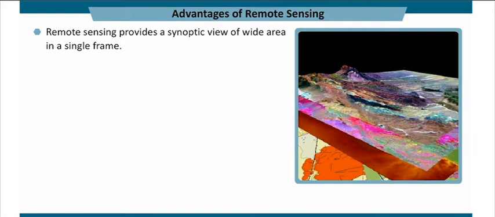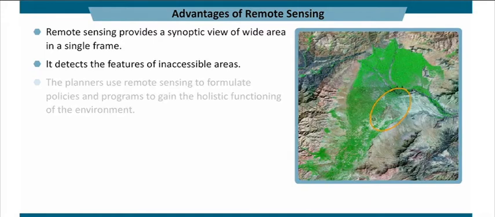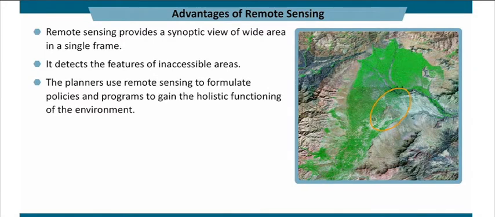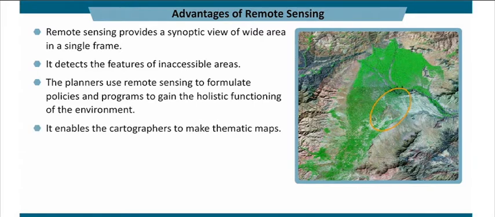particular problem. Remote sensing provides a synoptic view of a wide area in a single frame. It detects the features of inaccessible areas. It provides a cheaper and rapid method of obtaining up-to-date and continuous information over large geographical areas. The planners use remote sensing to formulate policies and programs to gain a holistic understanding of the functioning of the environment. It enables the cartographers to make thematic maps.